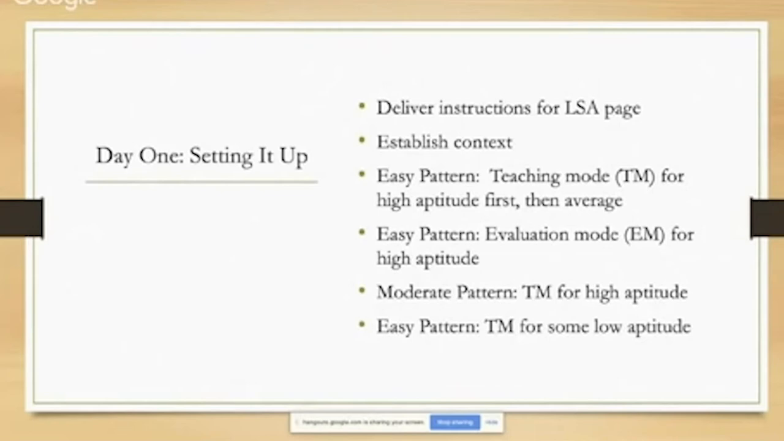So after you establish context, then I go into my pattern instruction and I give lots of classroom patterns. That's not reflected in what I've written here for you, but I always start with classroom patterns. From there, I go right into teaching mode to my high aptitude kids first. And the reason I do that is I have to get them through more patterns than anybody else. So my high aptitude kids right off the bat get teaching mode. And then once they've all had teaching mode and I'm interspersing classroom patterns left and right, then I go to my kids who have average aptitude.